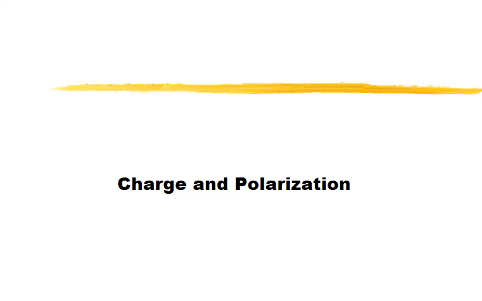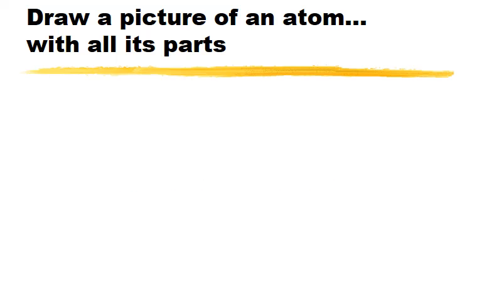Now we're going to talk about electrostatics. What I want you to do on your sheet of paper is to draw a picture of the atom with all of its parts that you can think of, a simulator or a model of the atom. So go ahead and pause the clip, do that, and then when you're ready to check, you can hit play to continue.